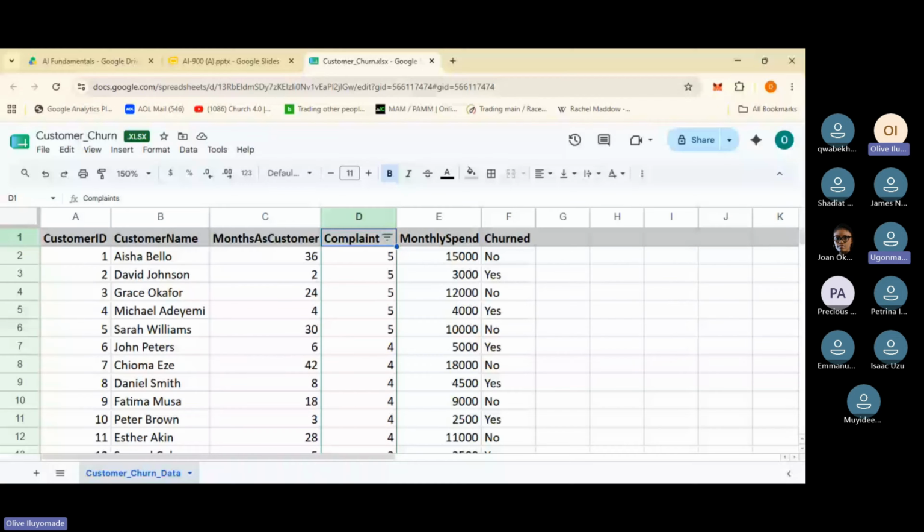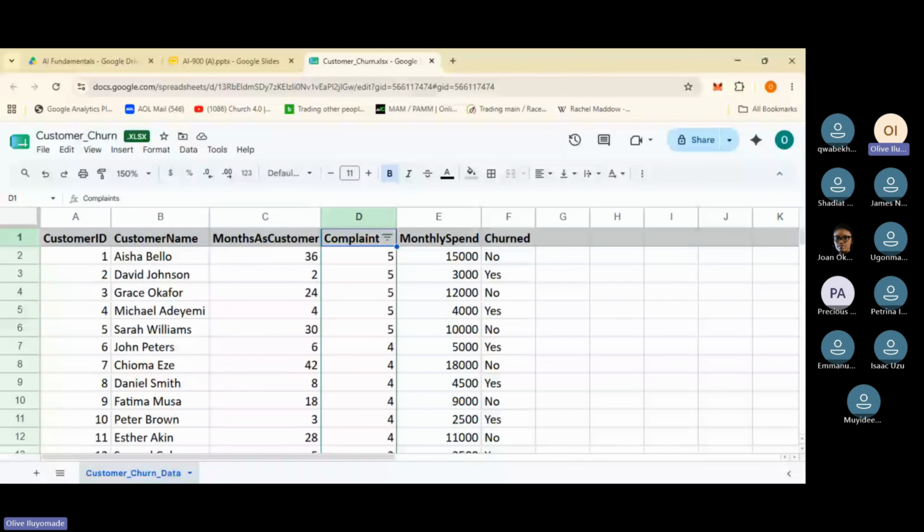Yeah, but still churned. Yes, that can happen. But you see, remember, this is information that has already happened, right? Yes, ma'am. Now you give the AI this information, and then give it maybe a test to do. Now we would expect that the AI would have already read the pattern: low number of months, high complaints, small spend, churn, right?